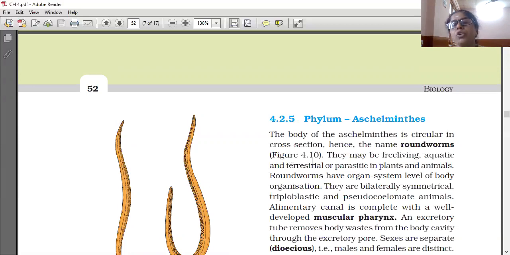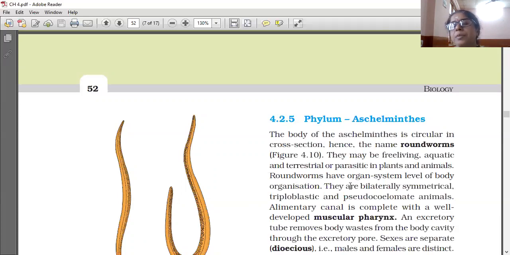They may be free-living, aquatic, non-terrestrial, or parasitic in plants and animals. Roundworms have an organ system level of body organization.